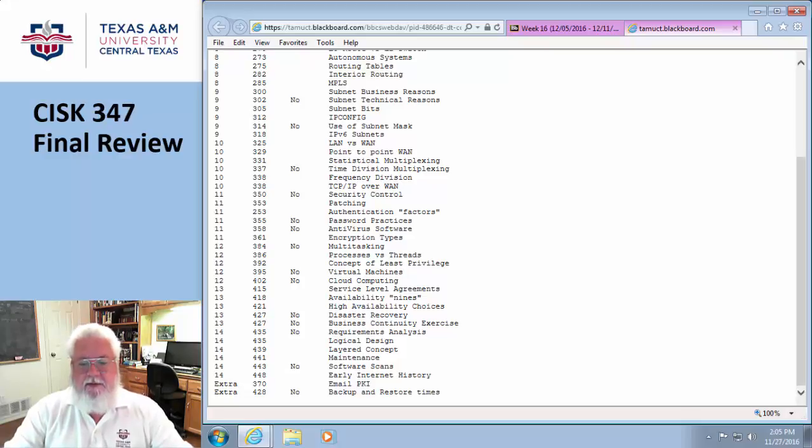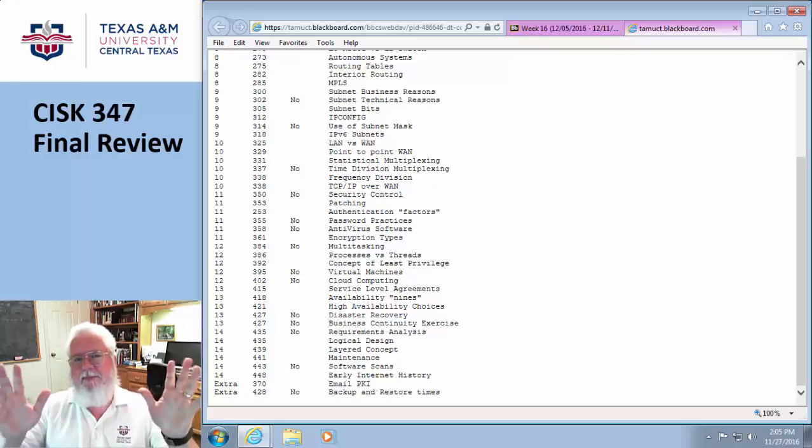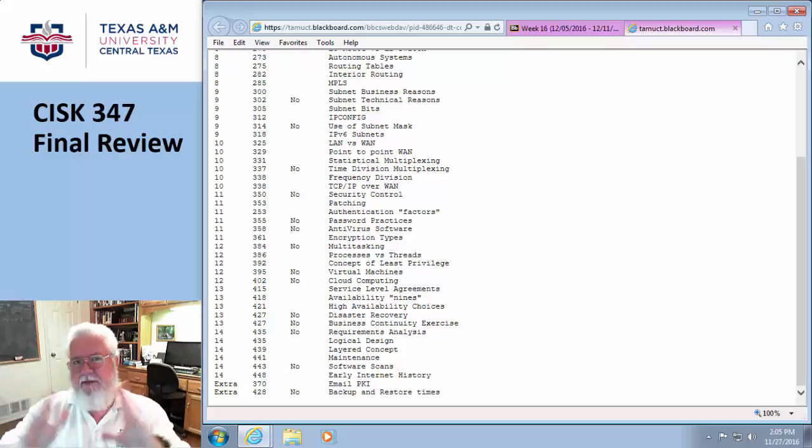The layered concept. If you recall, when you're building a network from scratch at the enterprise level, not mom and pop, but big business, they typically try to break things up into layers. And if you remember what those layers are and what each layer does, you're in good shape.